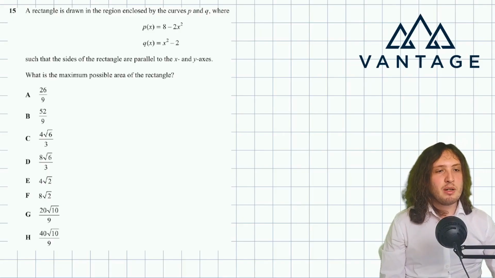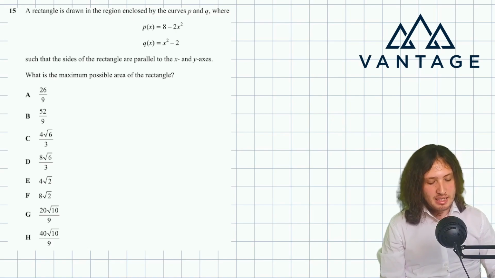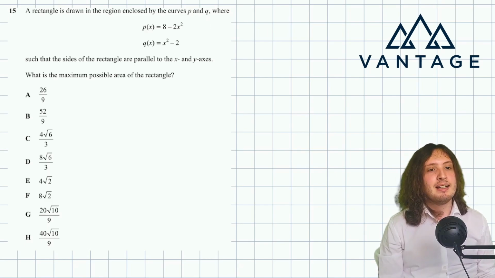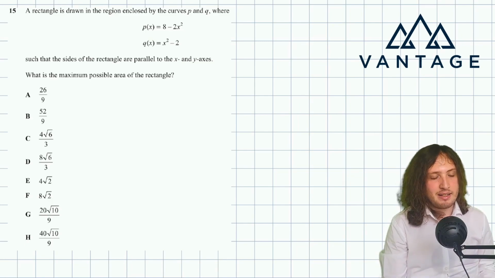In this question, we're told a rectangle is drawn in the area enclosed by the curves P and Q, where P and Q are given here, so they're nice simple quadratics, such that the sides of the rectangle are parallel to the x and y axes. We need to find the maximum possible area of such a rectangle.